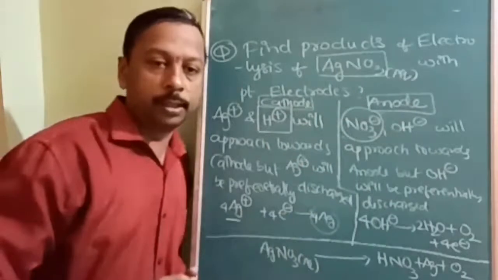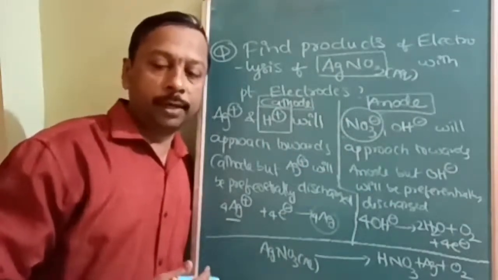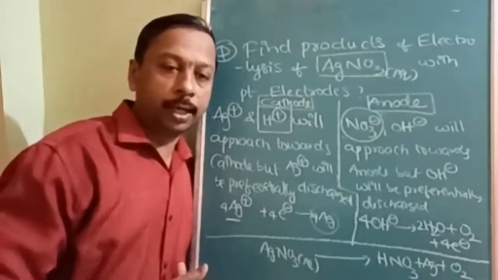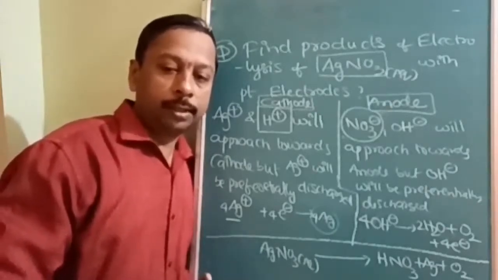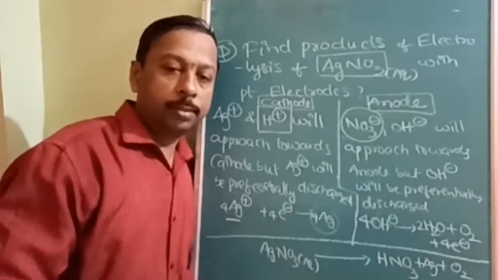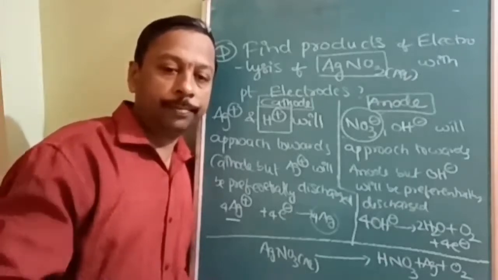How many products are there? Three products we can find out. What are the three products? Nitric acid in the electrolytic cell, silver at the cathode, oxygen at the anode. Is this process understood by all of you?